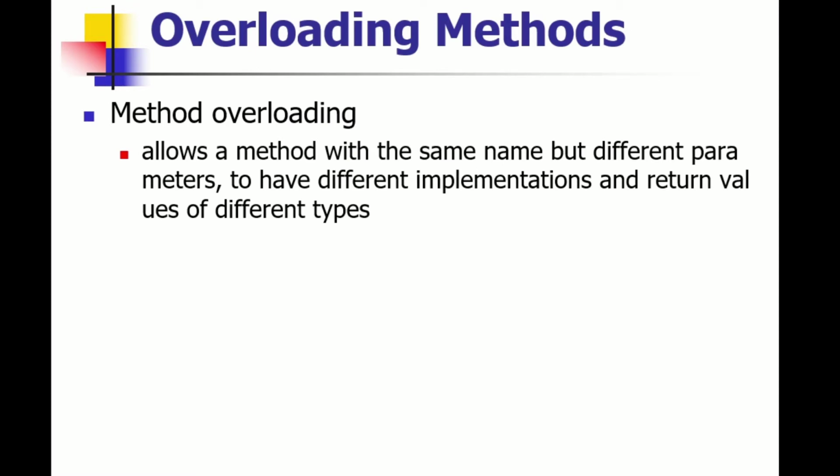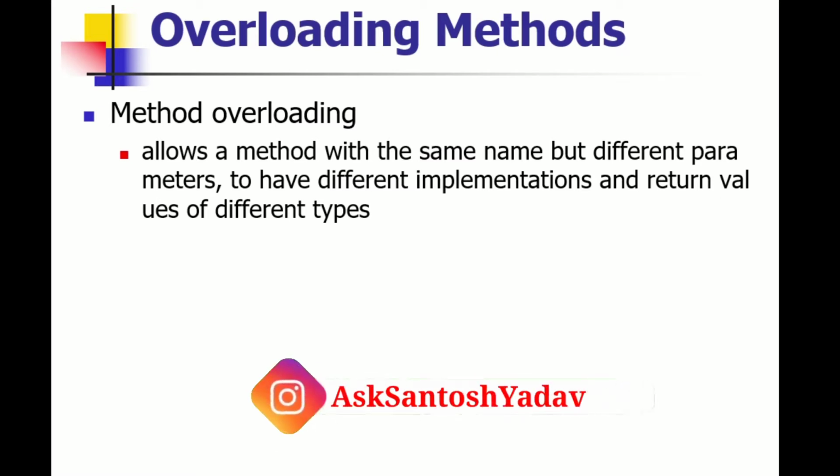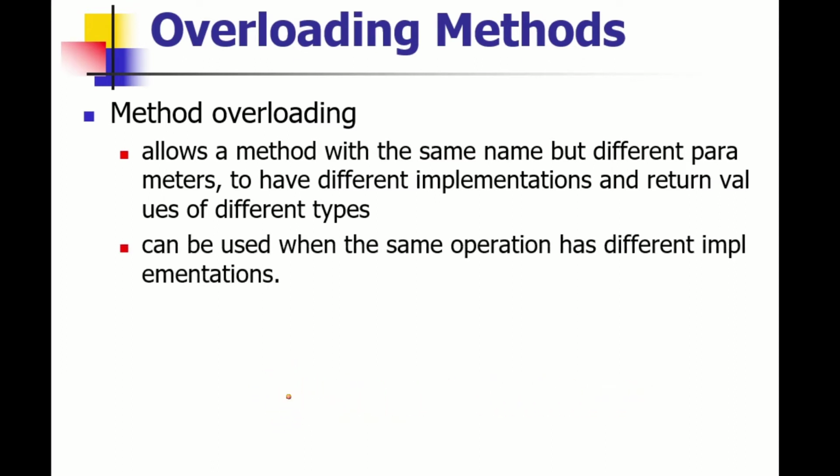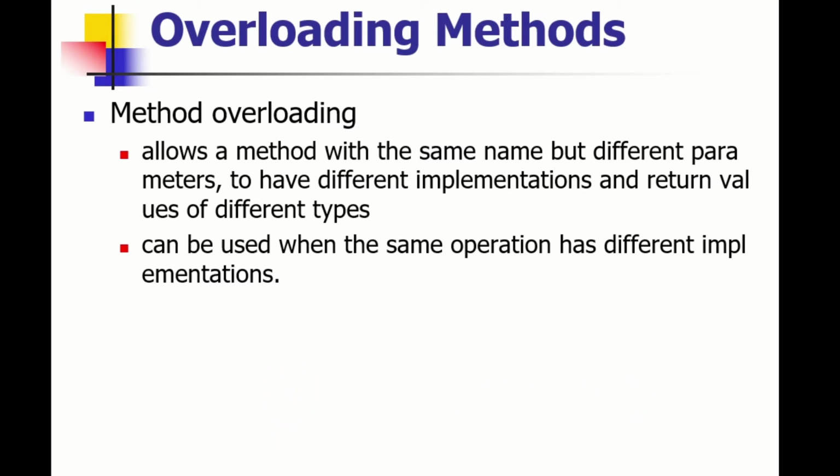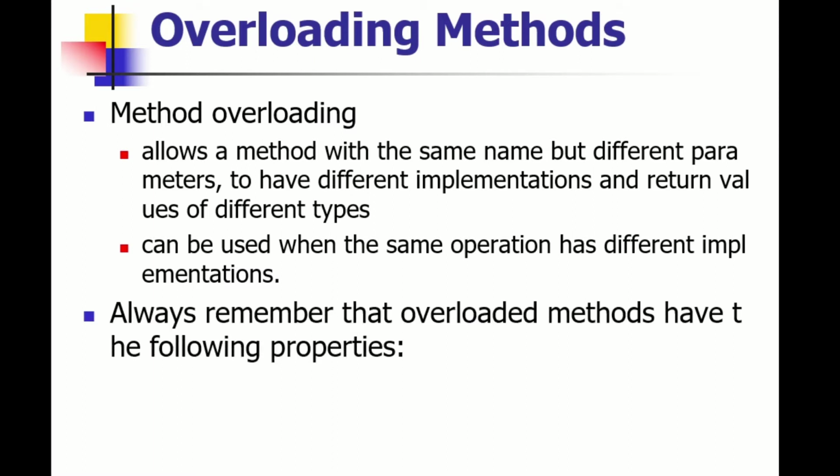So method overloading, what it does, it allows a method with the same name but different parameters to have different implementation and return values of different types, and can be used when the same operation has different implementations. Okay, so in short while I will show you how the implementation are different and what it does, what it is talking about. Okay, and always remember that overloaded methods have the following properties.